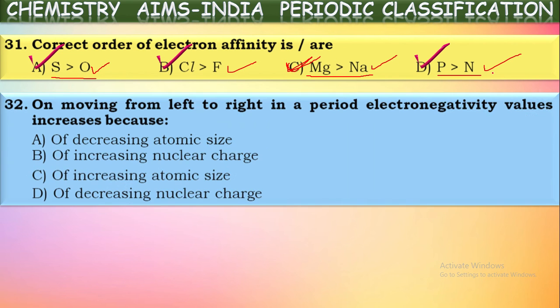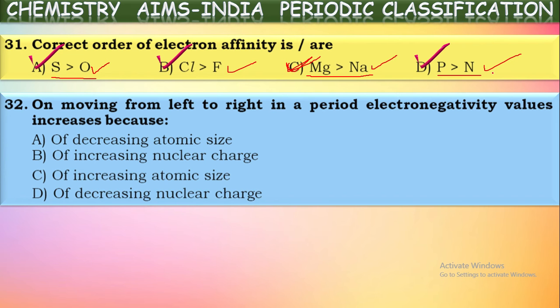Next one. On moving from left to right in a period, electronegativity values increase. It's given here that in a period when we move from left to right, electronegativity increases. Why does it increase? Because the size of the atoms gradually decreases. If the size decreases, what happens? Nuclear force of attraction increases. That is, the nuclear charge increases.